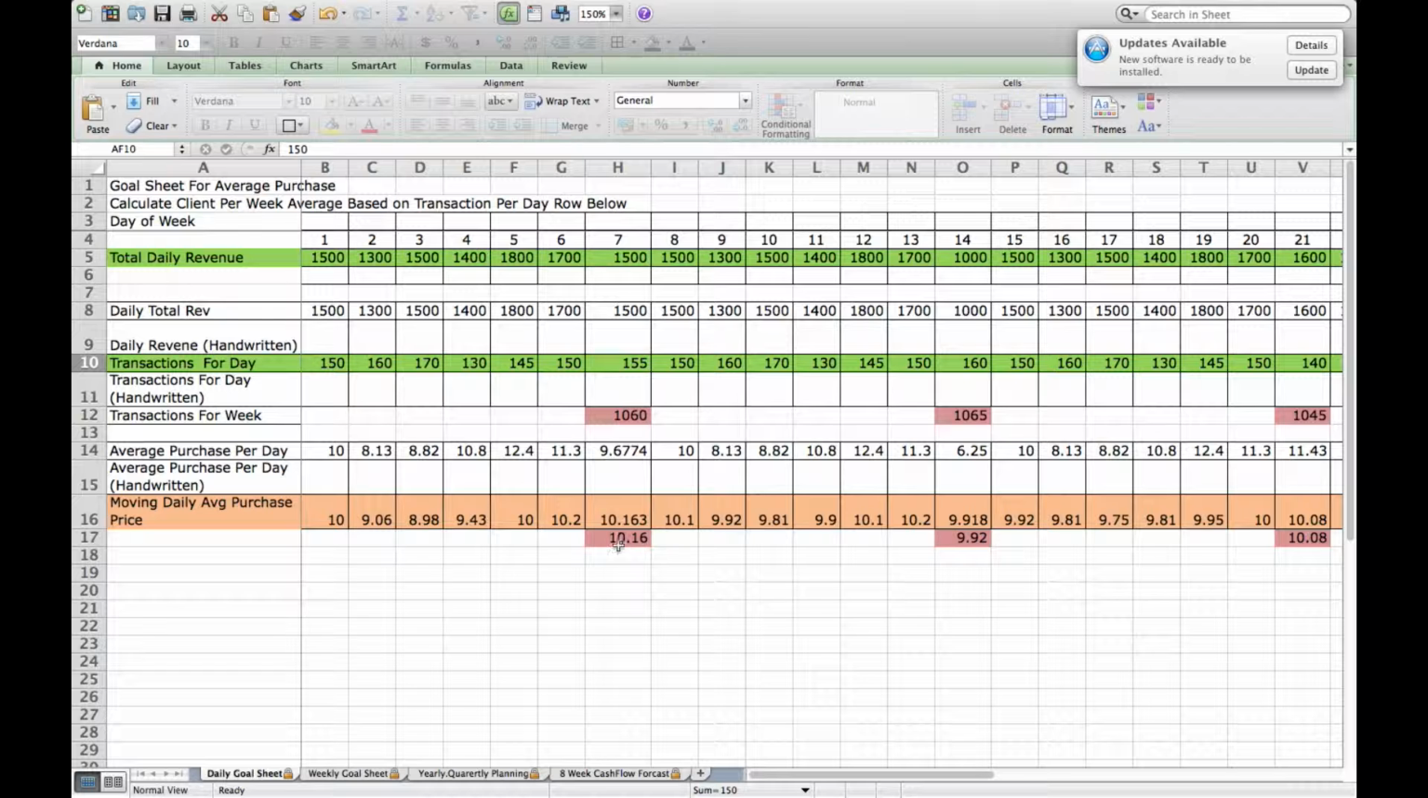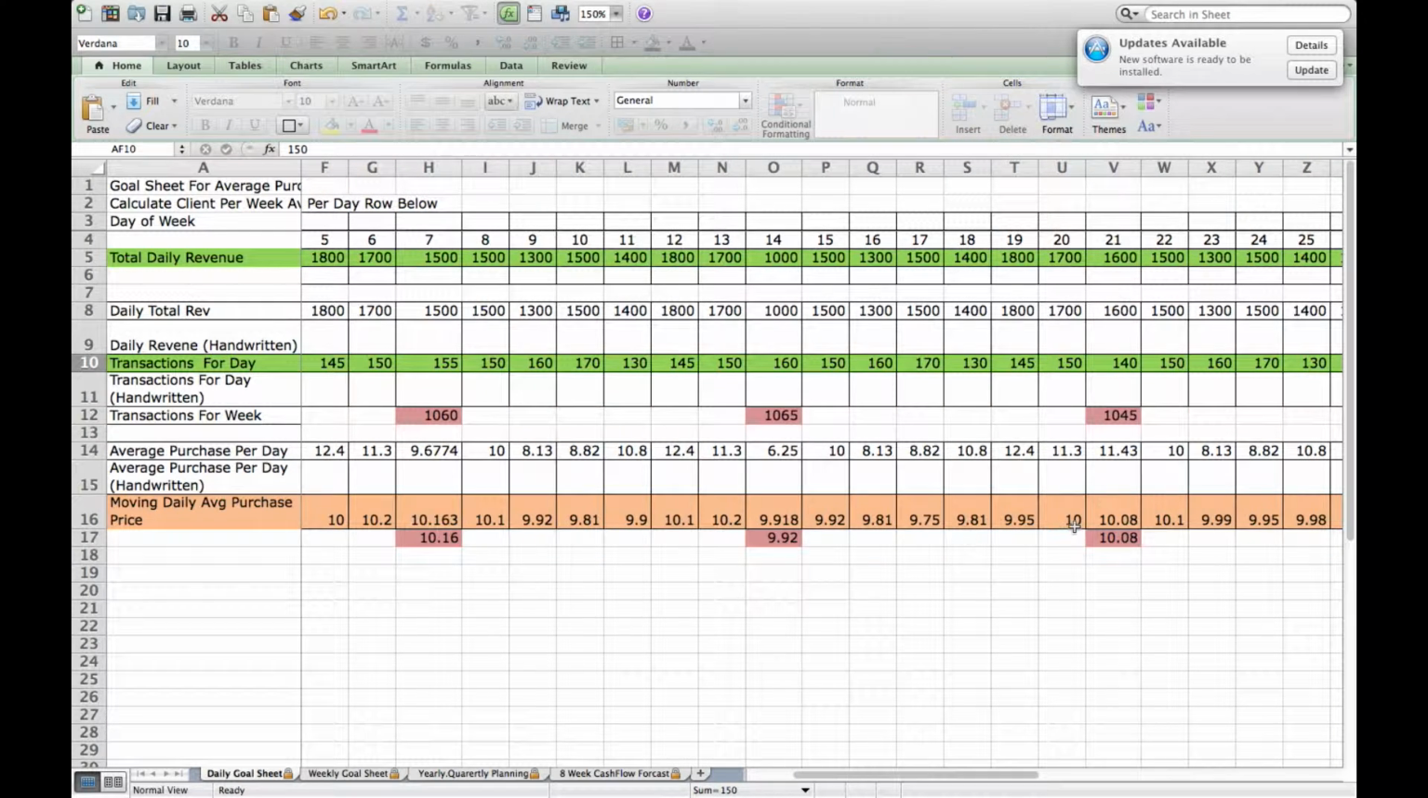So then what happens here is that this tells us where our average purchase is after this 1 week. Notice, since this is our moving average throughout the week, that's what this cell equals here. So after week 2, our average purchase is $9.92, which is right here. After 3 weeks, it's $10.08, which we can also see right there.